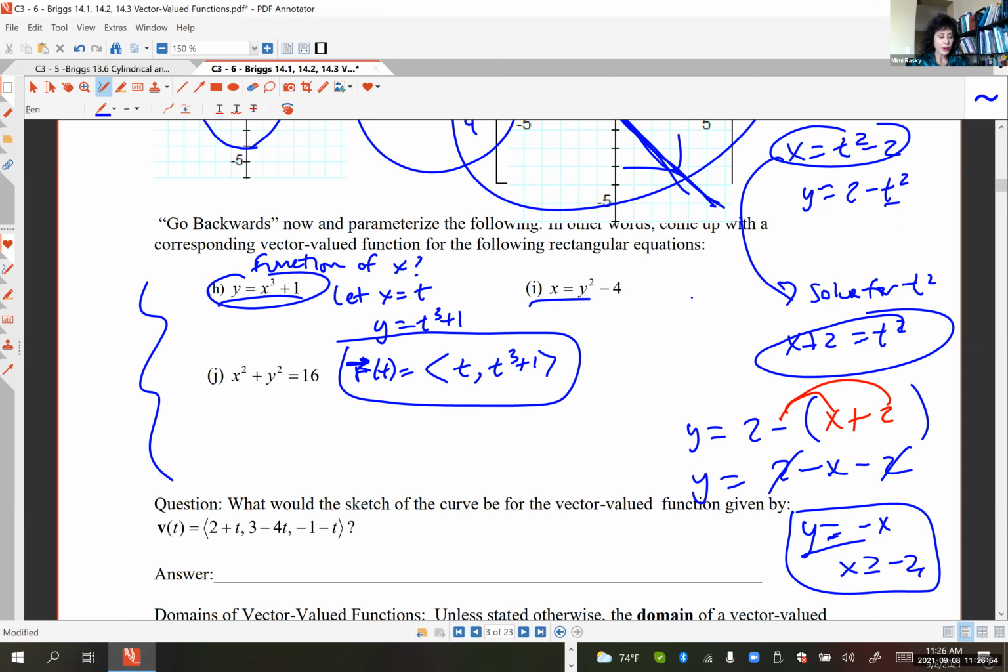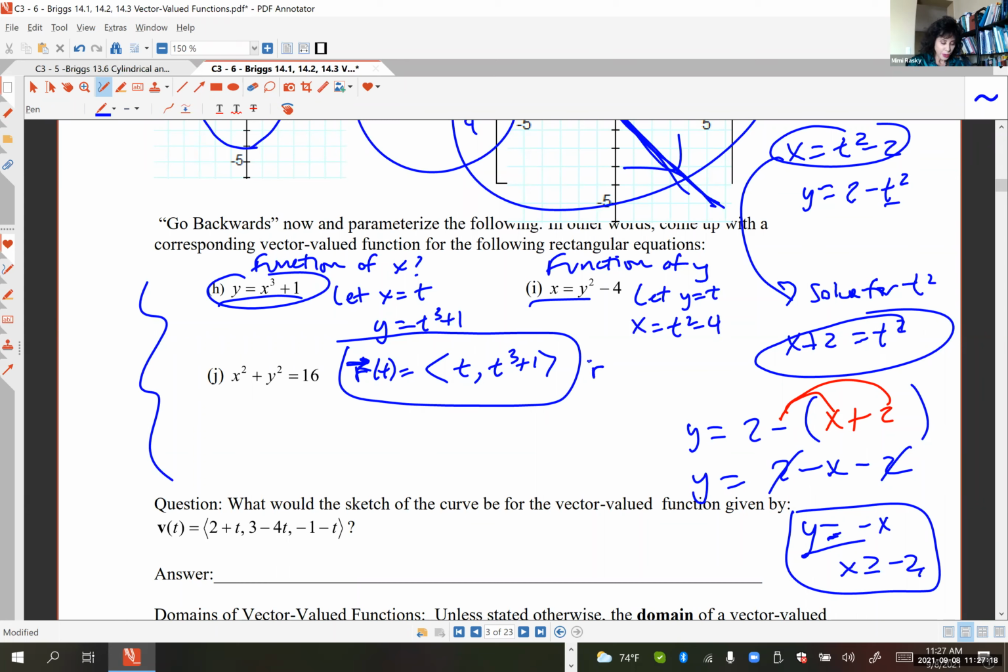Second rule, what if you have a function of y? In this case, this equation here, x is equal to y squared minus 4. That's a function of y, not x. So for a function of y, the first thing you're going to do is let y equal t. Okay. And then x is equal to t squared minus 4.